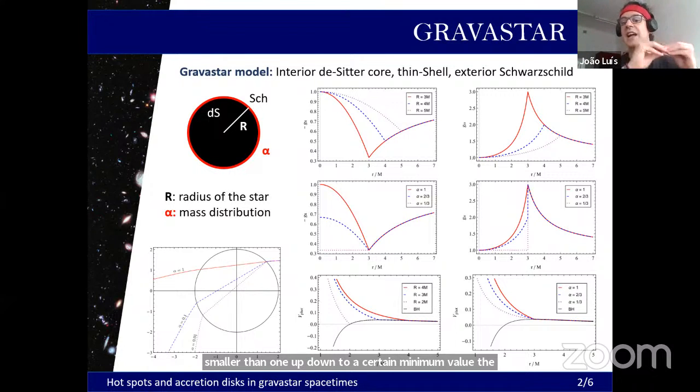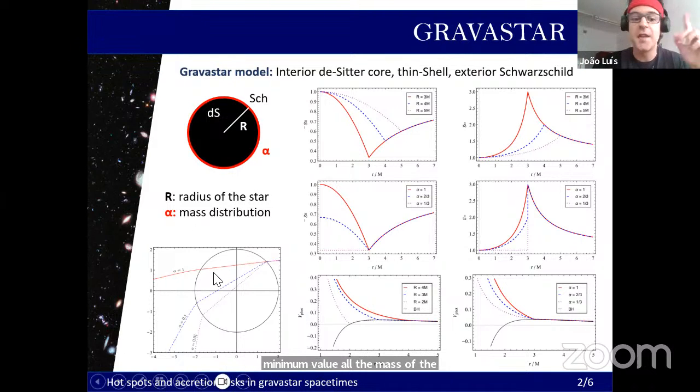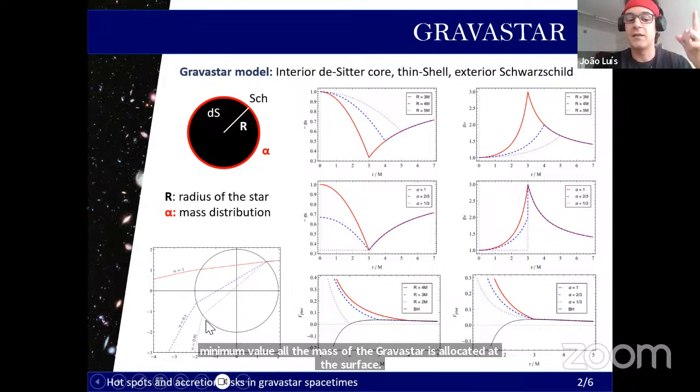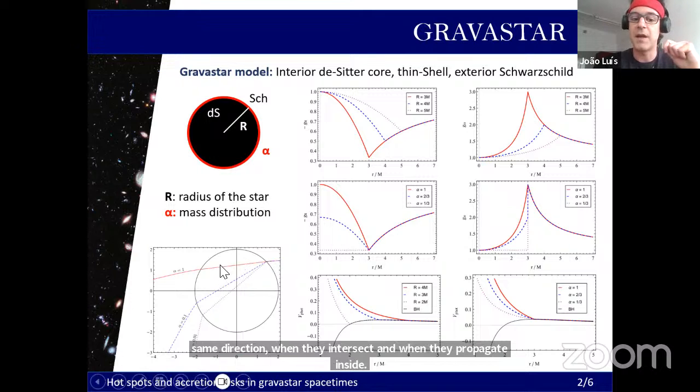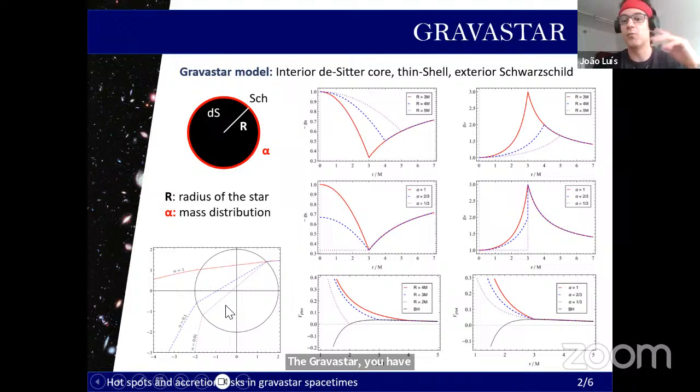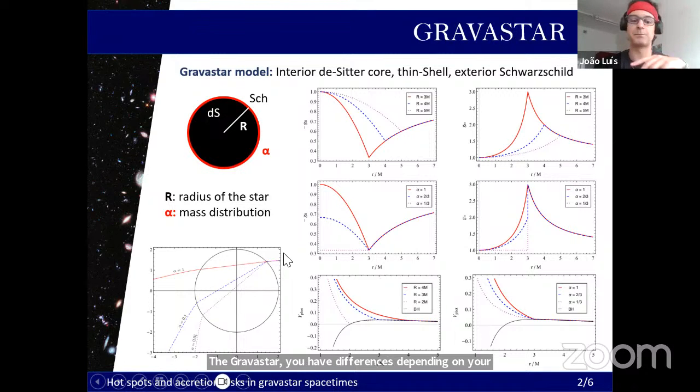And when alpha is precisely equal to that minimum value, all the mass of the gravastar is allocated at the surface. And if you change the amount of mass that you have in volume and at the surface, you see that the trajectories, even though all of these geodesics came in with the same impact parameter and the same direction, differ when they intersect and propagate inside the gravastar, depending on your model. So different models have different observational properties.